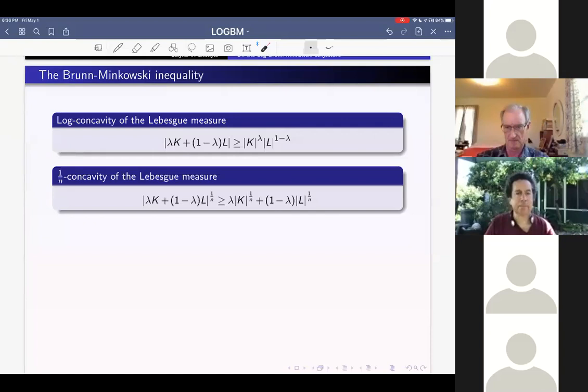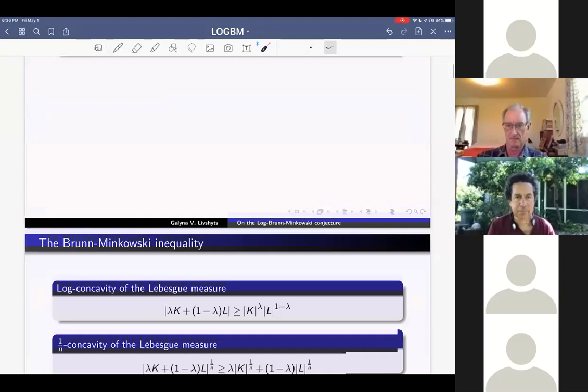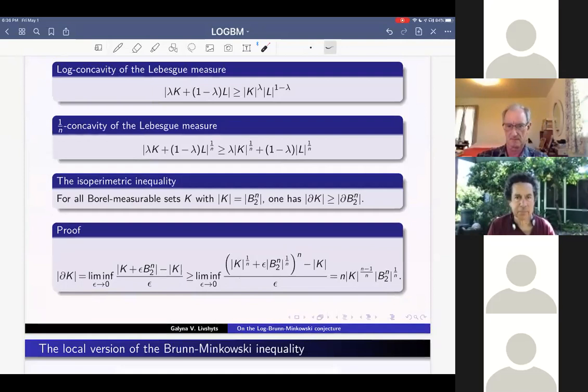But for the Lebesgue measure, interestingly enough, those two things are completely equivalent, because the Lebesgue measure is n-homogeneous, and so it turns out that if it's n-homogeneous, it's just the same statement. It's easy to show, and we will actually see it today. Let me say that the Brunn-Minkowski inequality is something that should be thought of as an inequality of isoperimetric type. And moreover, the classical isoperimetric inequality follows from it.